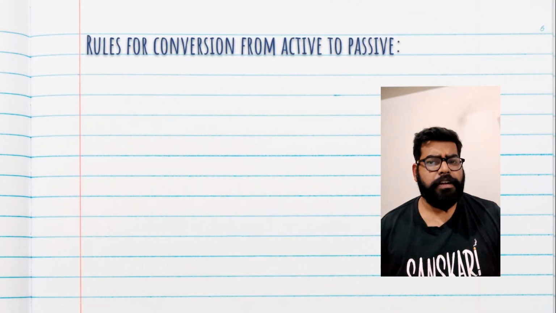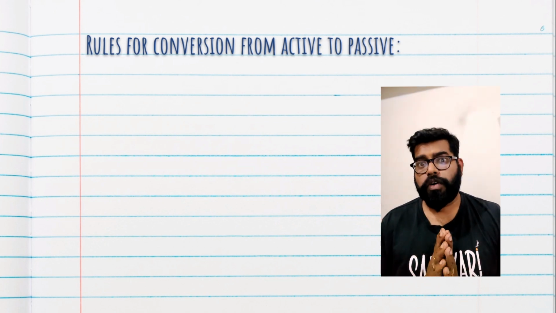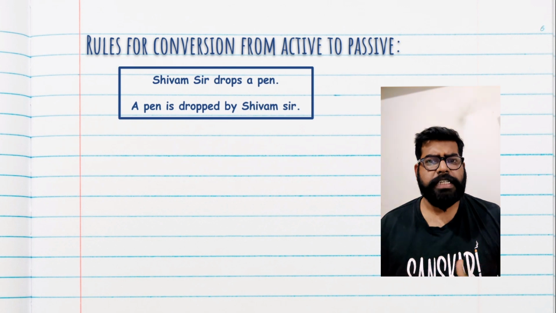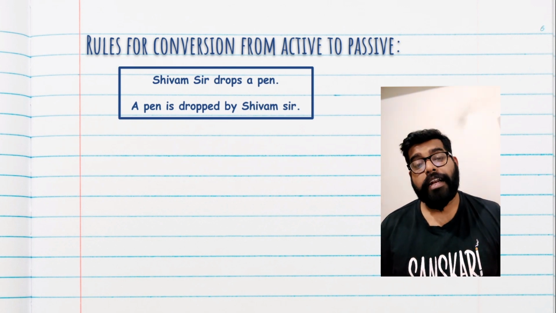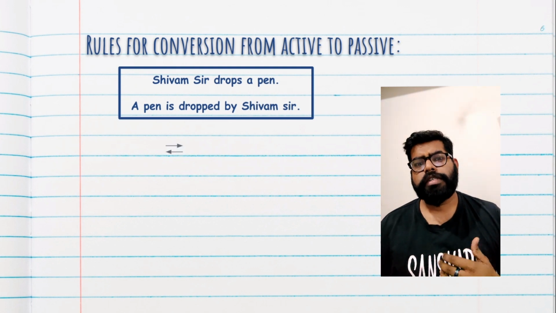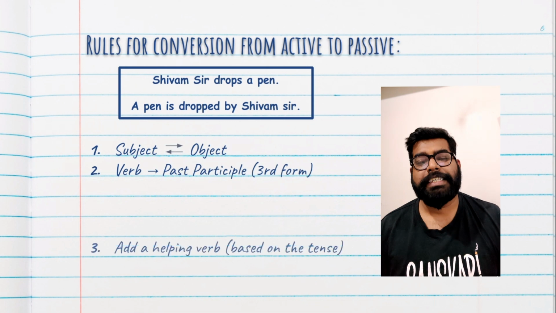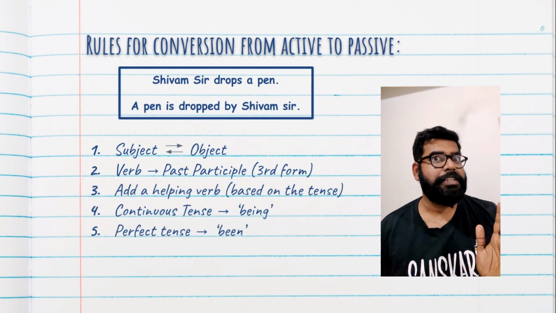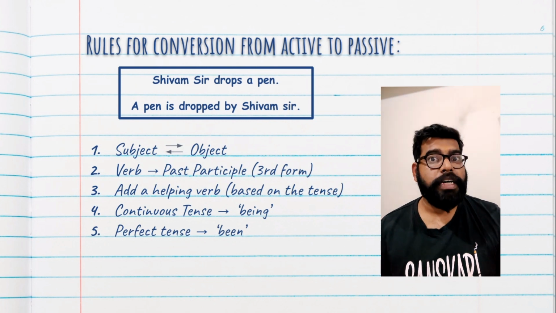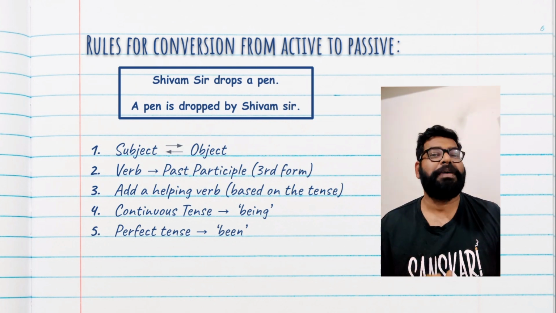So now let's understand a few rules which we have to focus on while converting from active to passive. Two sentences are here, by the way. The first one is in active, Shivam Sir drops a pen, and the second one is in passive, a pen is dropped by Shivam Sir. So if we focus, the first change that we can see is that the subject becomes the object and the object becomes the subject. That switch is there. The second change, we can see that the verb is in its third form, the past participle form.